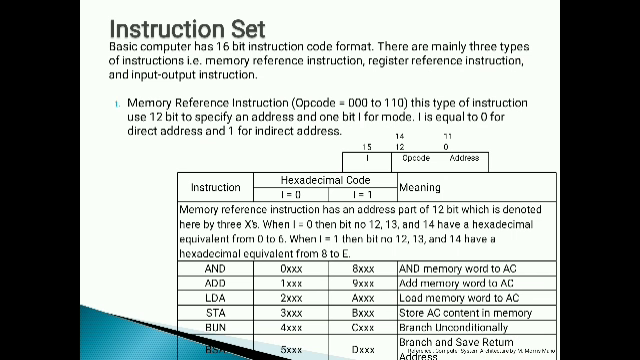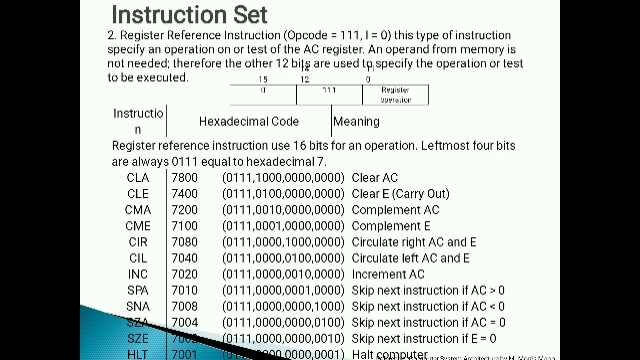Second is register reference instruction. 7 opcodes are used for memory. Only one opcode is remaining, that is 111. 111 means either register reference instruction or input output instruction, depending upon the mode bit. If the mode bit is 0, it means the instruction is of register reference, and there is no need of an operand from memory, so the 12-bit address is used to specify the register operation.